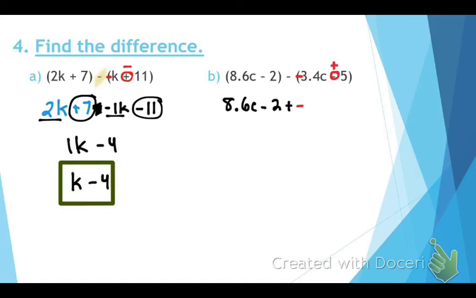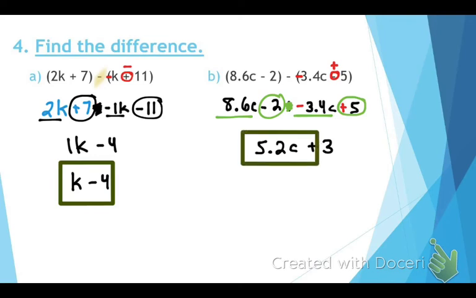So as I bring this down, now I have negative 3.4c, and instead of a minus 5, I need to have a plus 5. Who would say you did do that part at least? Okay, good job. Now we're going to circle and underline. This is my C family. I don't need this extra little plus right there. This is my constant family. What's 8.6 minus 3.4? 5.2c. Thank you for remembering the C. A lot of people just left the C out. And then we've got negative 2 plus 5, which is positive 3 or plus 3.